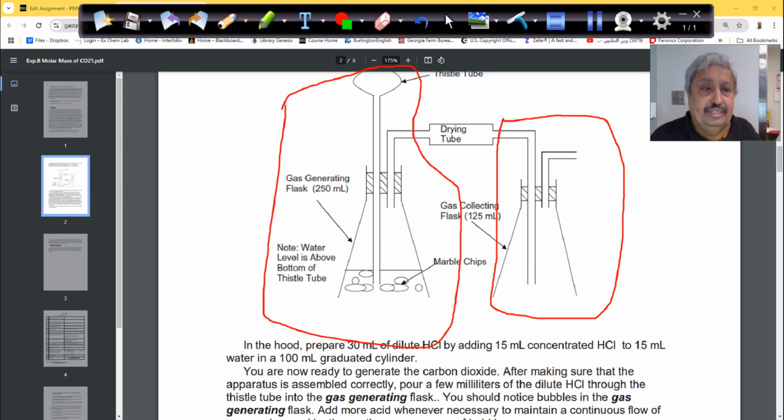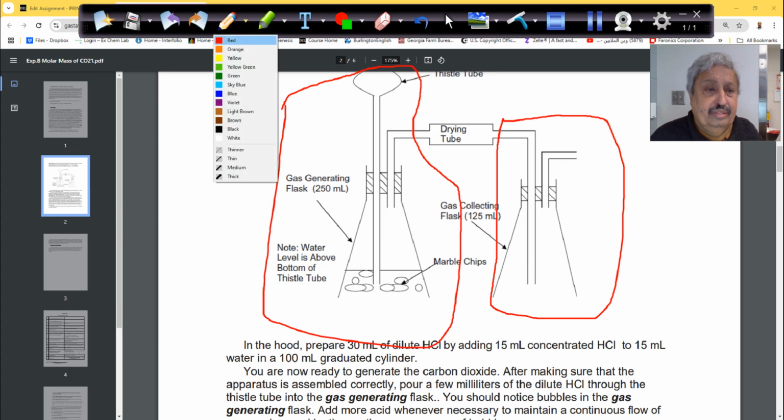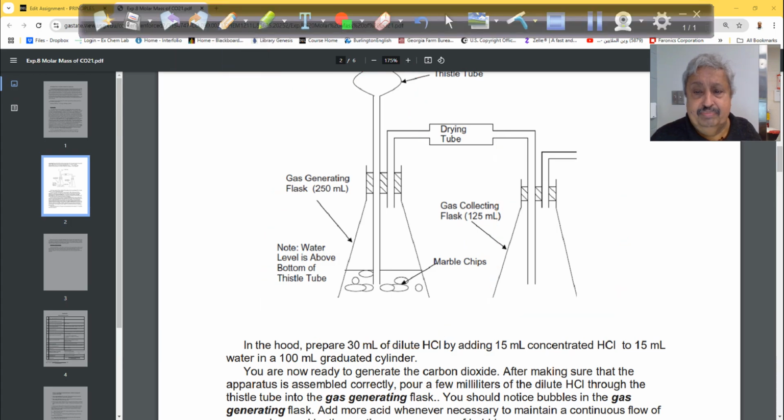Now let's look at the calculations here. The whole thing is straightforward. There's nothing really mysterious about this. But there is the coming in and out, taking this one in and out. There's always a possibility that air might come in. Luckily, CO2 is denser than air, so the air will not push the CO2 out.